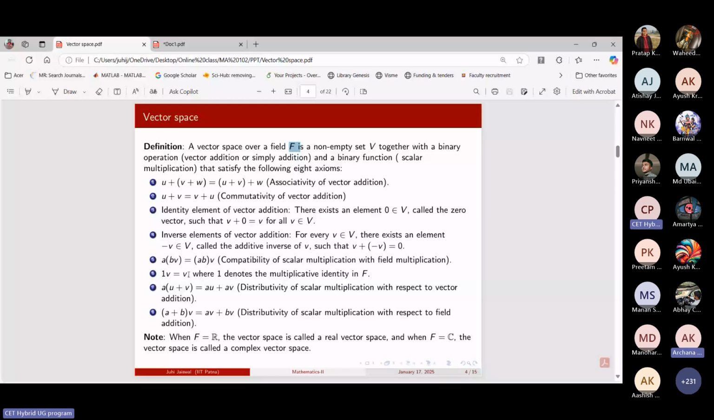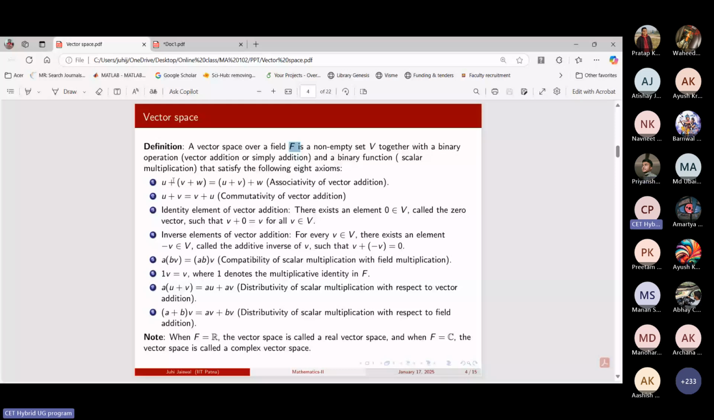For that number, 1 into v should always give v. And now distributivity of scalar multiplication with respect to vector addition says A into (u plus v) is equal to Au plus Av, and (A plus B) into v is equal to Av plus Bv. Means scalar multiplication is distributive over vector addition as well as scalar multiplication is distributive with respect to field addition. For vector addition it should be distributive, and for field addition also it should be distributive.